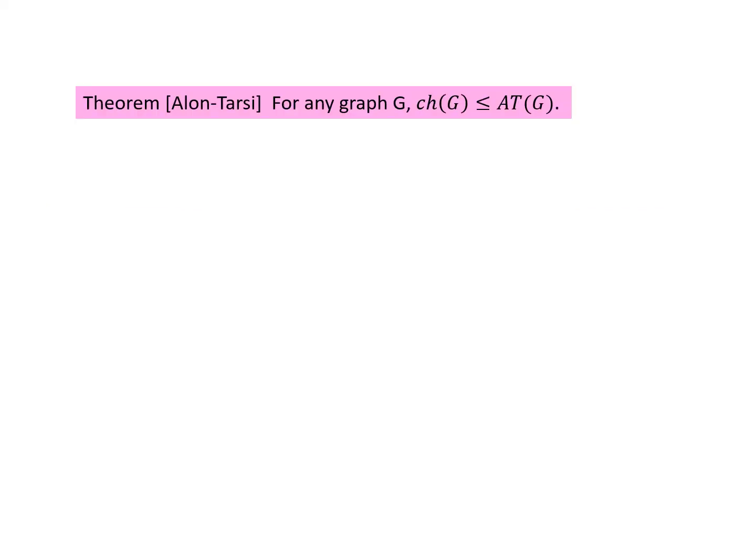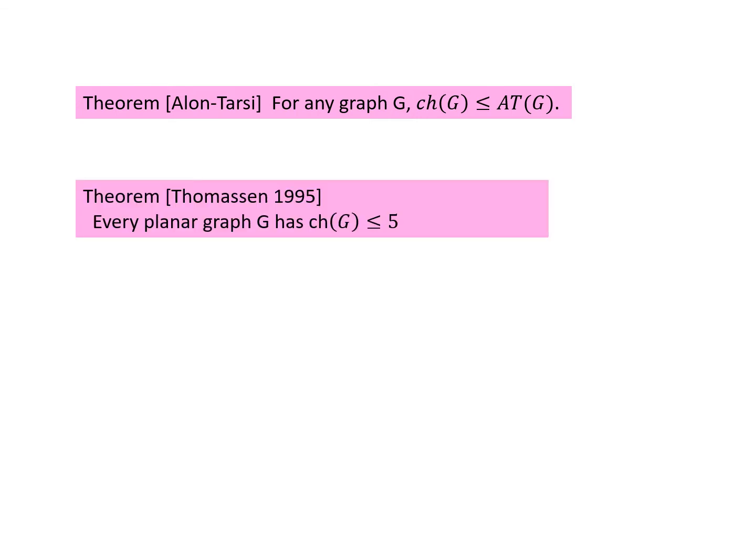So the Alon Tarsi number is a very important graph parameter because of this theorem. This theorem is proved by Alon and Tarsi: for any graph G, the choice number of the graph is bounded by the Alon Tarsi number. This was proved using the Combinatorial Nullstellensatz, and this is now a very powerful and useful tool in the study of list coloring of graphs. This is a classical result now.